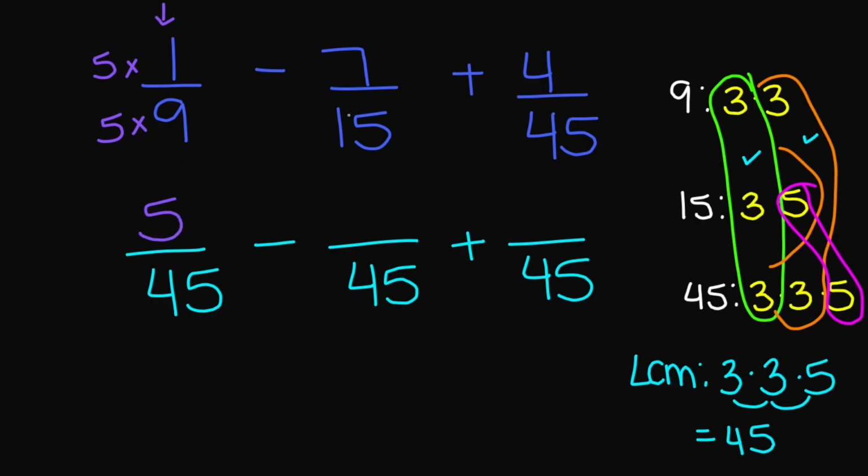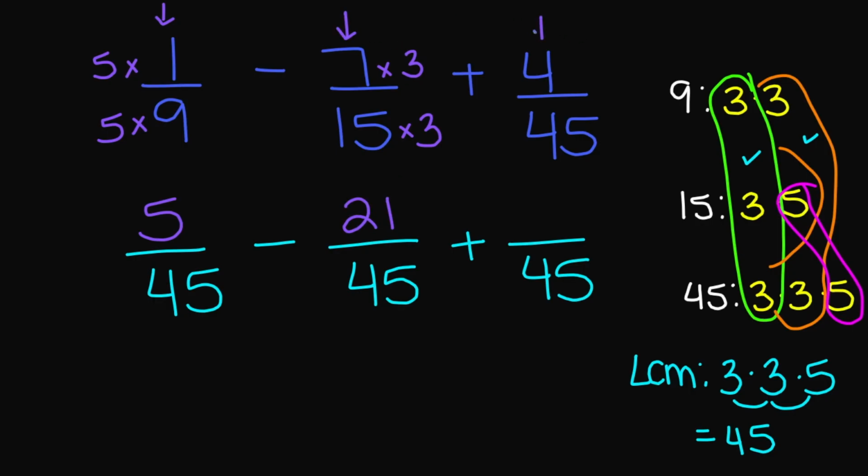And that's perfect. 15 times what number is going to give me 45 in the denominator? That's going to be the number 3. 15 times 3 is 45. And I multiply the top here by 3 as well. 7 times 3 is 21.